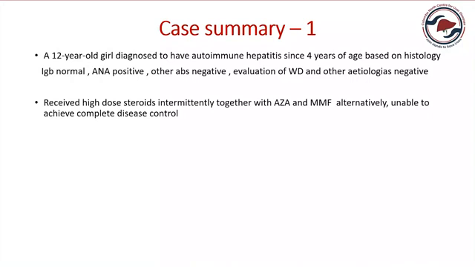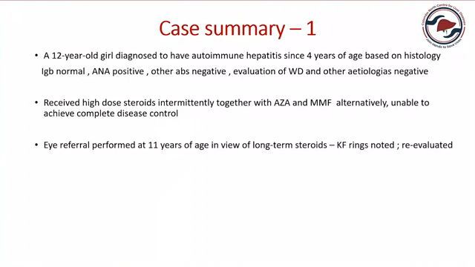The child received high-dose steroids intermittently together with azathioprine and MMF alternatively. However, the child did not achieve remission or full disease control. The child was sent to an ophthalmologist at the age of 11 years. The initial diagnosis was made at 4 years and the child was sent to the ophthalmologist at the age of 11 years in view of looking for side effects of steroids.